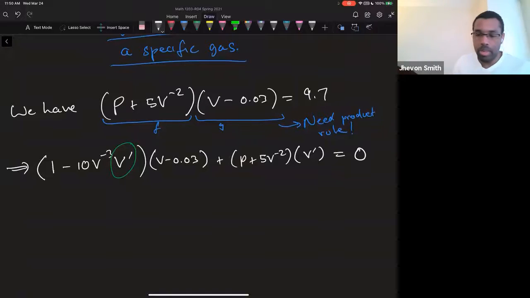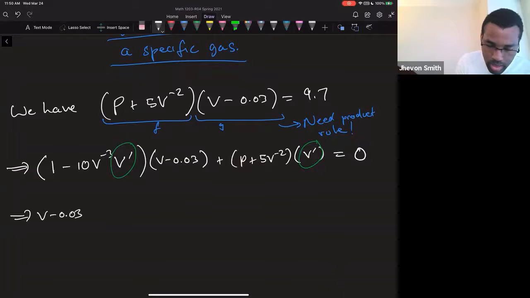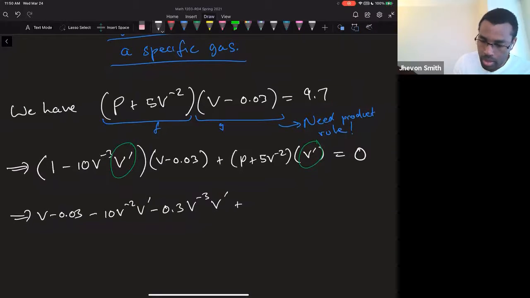Okay, so now I'm in a situation where I want to find V prime, dV/dP. So I'm going to want to break this out of prison here. So I'd expand: V minus 0.03 minus 10V^-2 V prime minus 0.3V^-3 V prime plus P V prime plus 5V^-2 V prime.